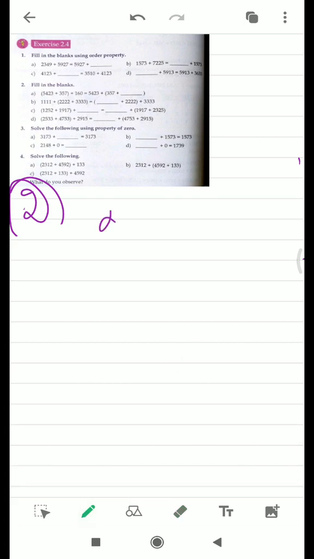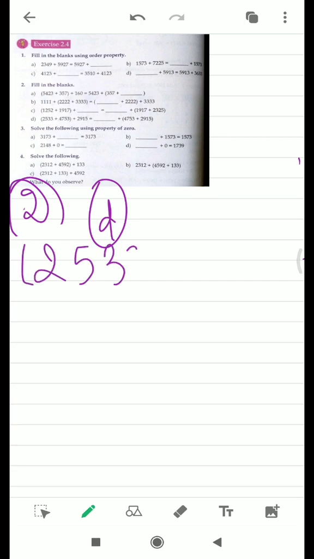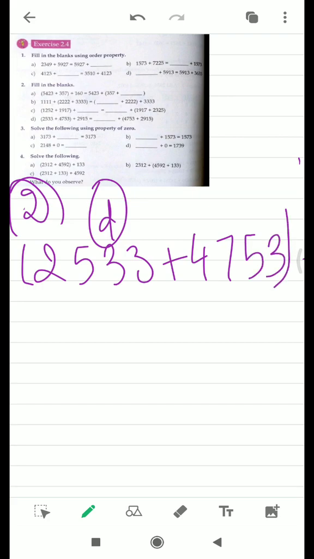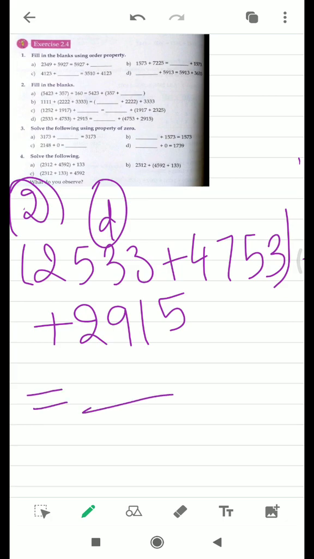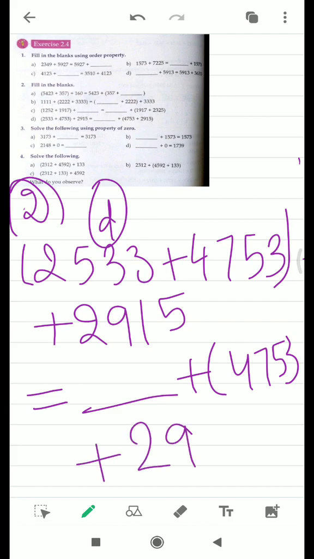Now the D part. 2533 plus 4753 plus 2915 equals something plus 4753 plus 2915. Now see which one is missing number.